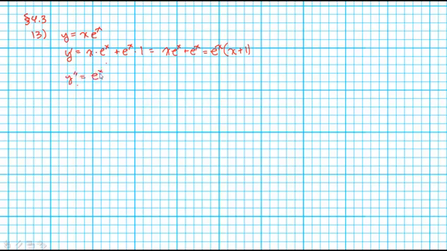It's going to be first times the derivative of the second plus the second times the derivative of the first. And again, we want to factor out that e to the x, and what are we left with? Well, with this one plus the x plus 1, or e to the x times x plus 2.